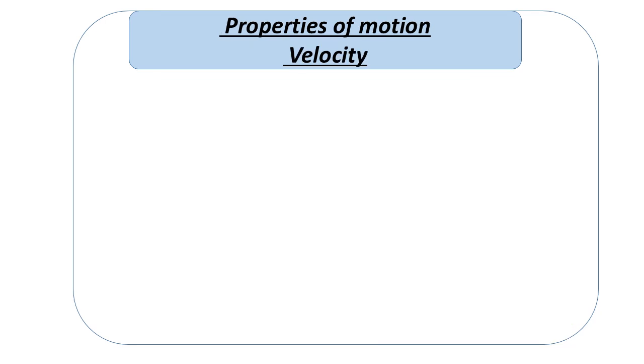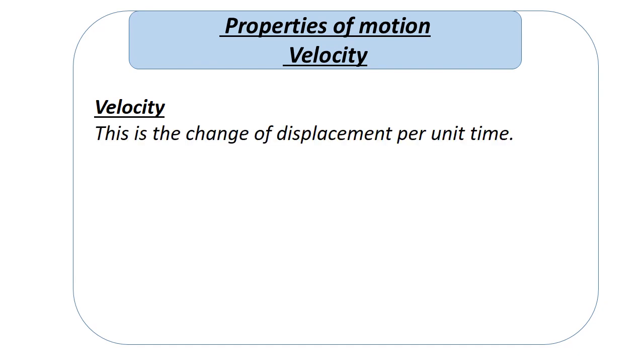The next property we're going to take a look at is velocity. What is velocity? Velocity is defined as the change of displacement per unit time.